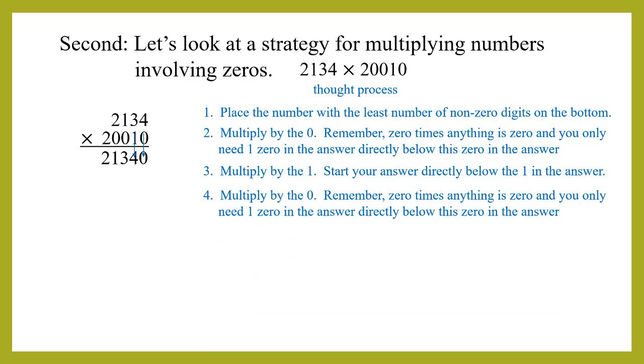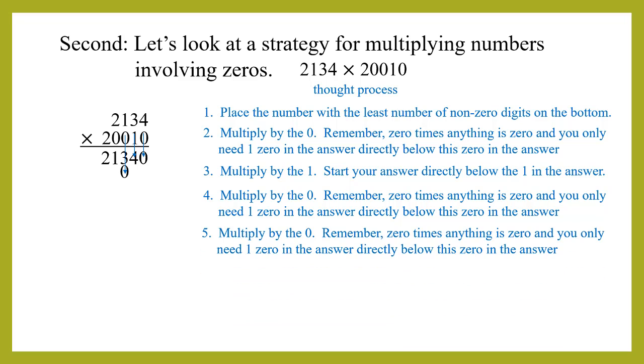Next, multiply by the next 0. Again, 0 times anything is 0, only need one 0 in the answer, so we bring straight down 0. Multiply by the next 0. Again, 0 times anything is 0, one 0 straight down in the answer. Multiply by the 2, and start your answer directly below the 2.